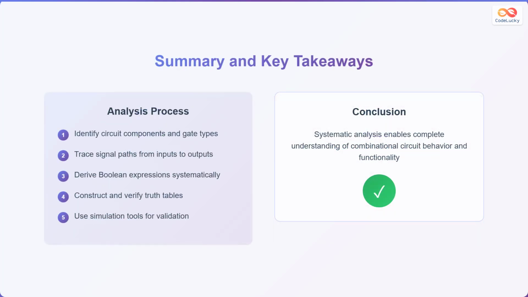Let's summarize the analysis process. Number 1. Identify circuit components and gate types. Number 2. Trace signal paths from inputs to outputs. Number 3. Derive Boolean expressions systematically. Number 4. Construct and verify truth tables. Number 5. Use simulation tools for validation. In conclusion, systematic analysis enables complete understanding of combinational circuit behavior and functionality.